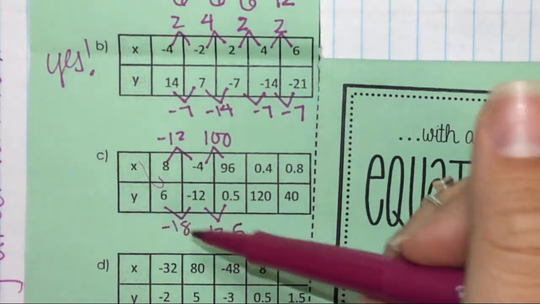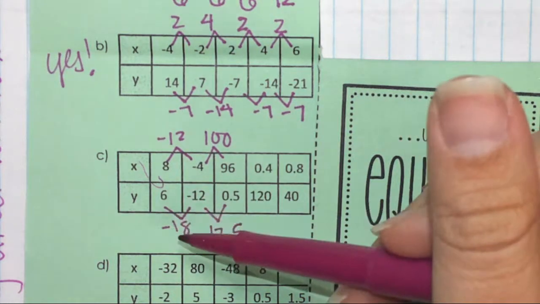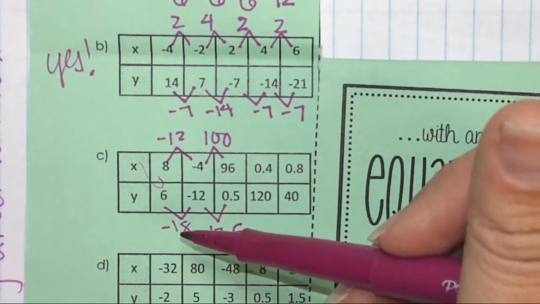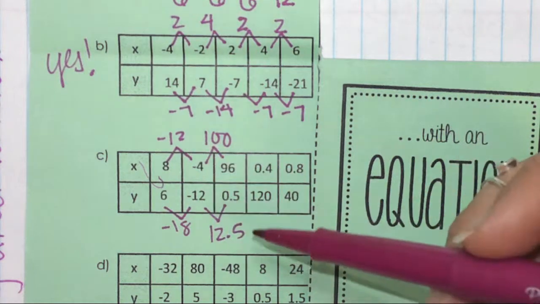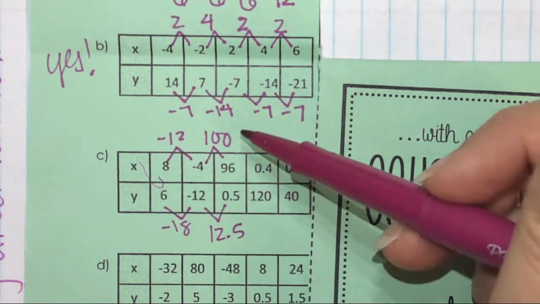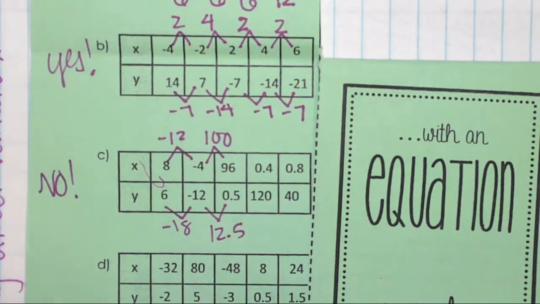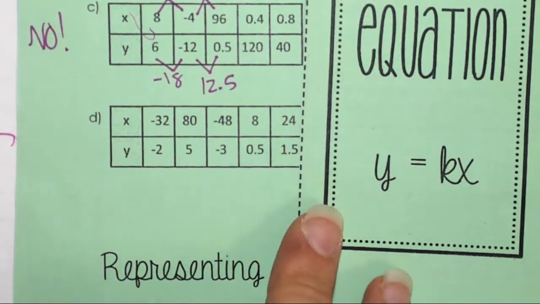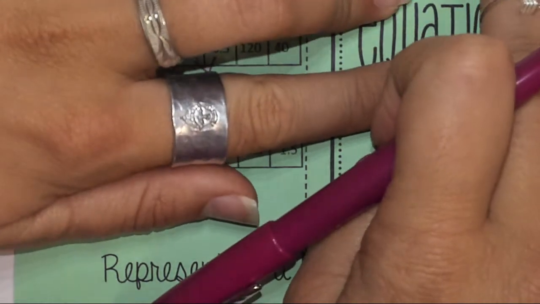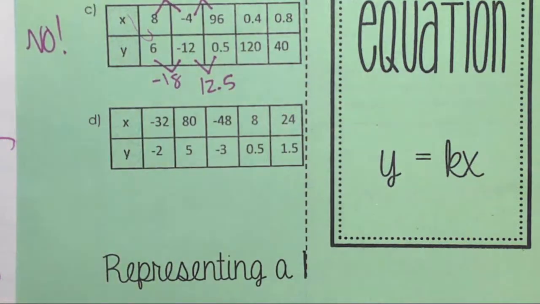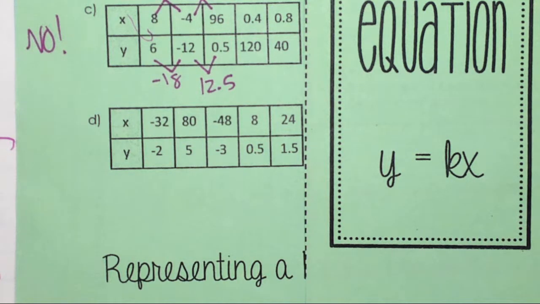Now, in your calculators, well, we can just look at this. It's the change in y divided by the change in x. Negative 18 divided by negative 12 is not going to be the same thing as 12.5 divided by 100, is it? So the answer is no. Do D without me. Okay, do problem number D and no one will die.